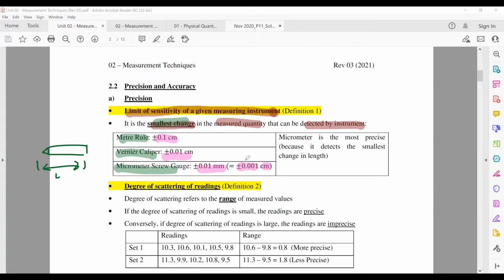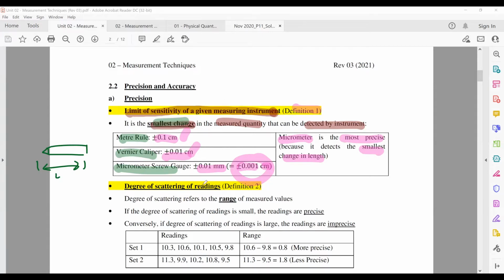centimeter is 0.0001. Out of these three instruments, we will say that the micrometer is the most precise because it's detecting the smallest change in length. You see, 0.001 millimeter is the smallest of these. So we would say the micrometer is the most precise. It's able to detect the smallest change in length. This is the first definition of precision when applied to an instrument.